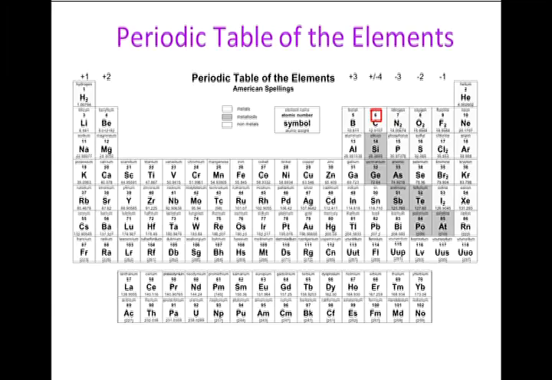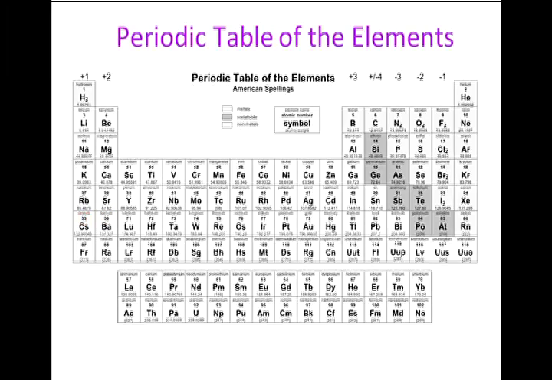And it works everywhere, even down here at the bottom. I'll put the box around cesium. It has 55 protons. If you keep going to the right, there's barium with 56. But you'll notice if you keep going to the right, 57 isn't the next one, it's 71. But you have to remember that these 2 rows at the bottom actually belong in the body of the periodic table. So it really does count left to right.